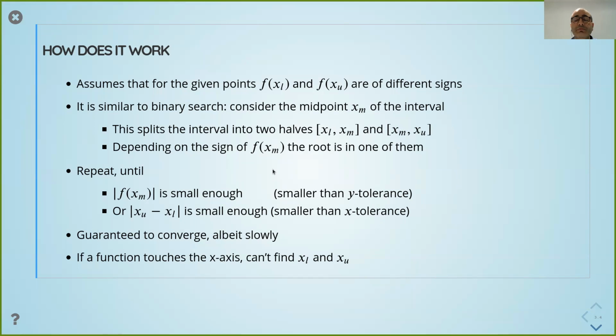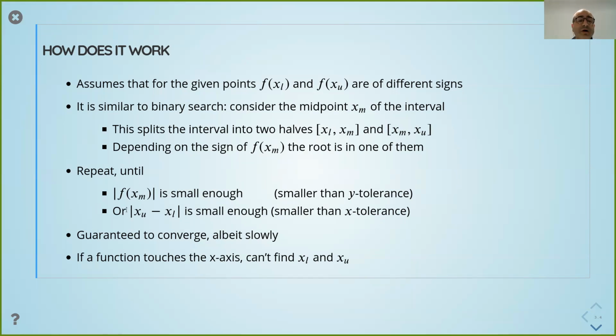And when do we stop? And here we're going to have multiple criteria. The first criteria will be, okay, f of xm is small enough, so this can be considered 0. So maybe I have a tolerance of, I don't know, 0.0001. I'm going to say this is really small, and this is really a value that's equal to 0, and this is the root I'm looking for.